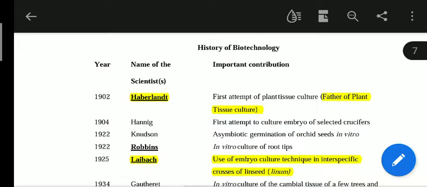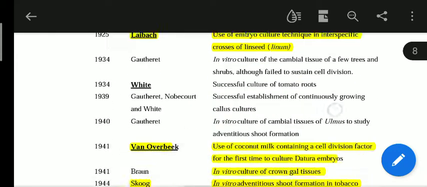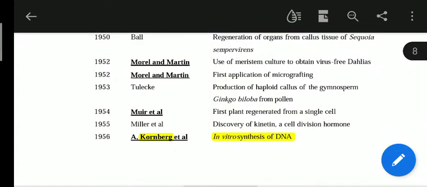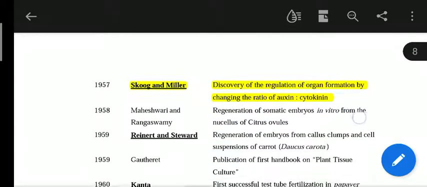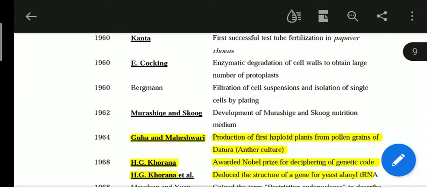As you know, the fathers of plant tissue culture were Haberlandt and Laibach, who used the embryo culture technique in intraspecific crosses of linseed, Linum. This is written next also. Now Van Overbeek used coconut milk containing a cell division factor for the first time to culture Datura embryos, and Skoog and Kornberg. Kornberg is very important because he synthesized DNA in vitro, and Skoog and Miller, again very important, both discovered a plant growth hormone, that is cytokinin.